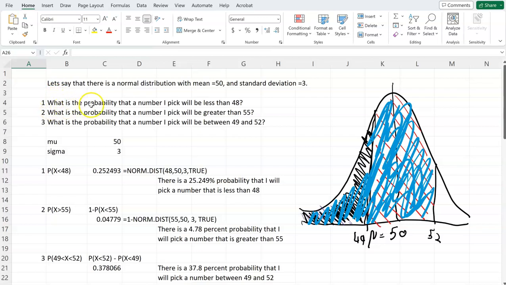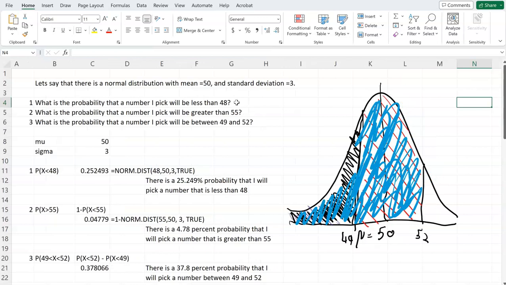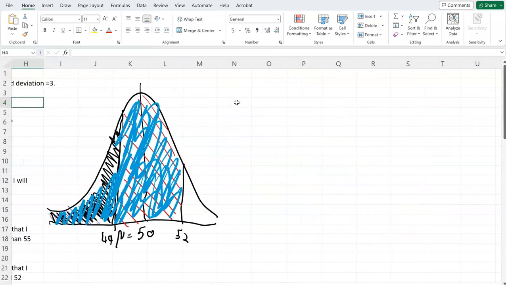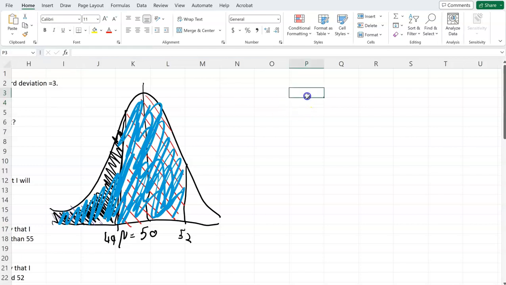So let's say I wanted to find the probability that the number I pick is less than 48. In that case, what I can do is convert 48 to a z-value.